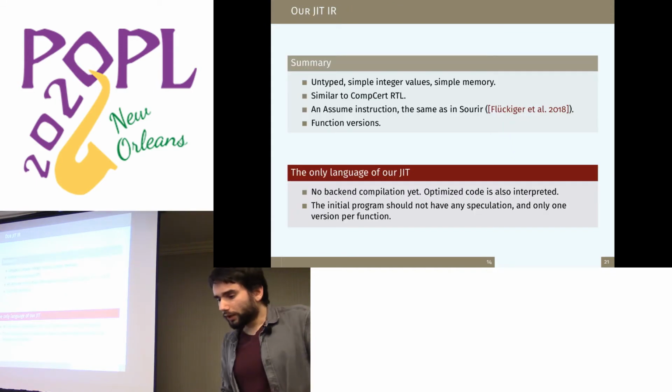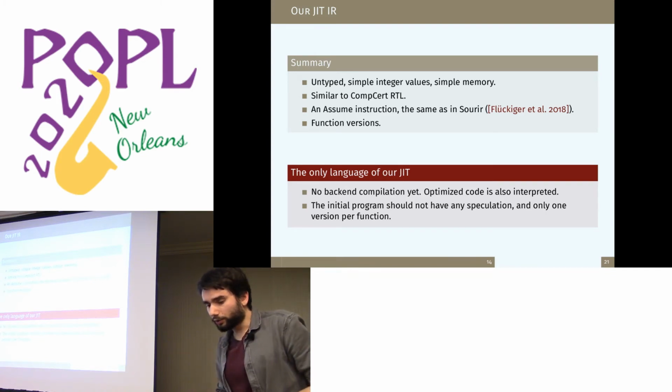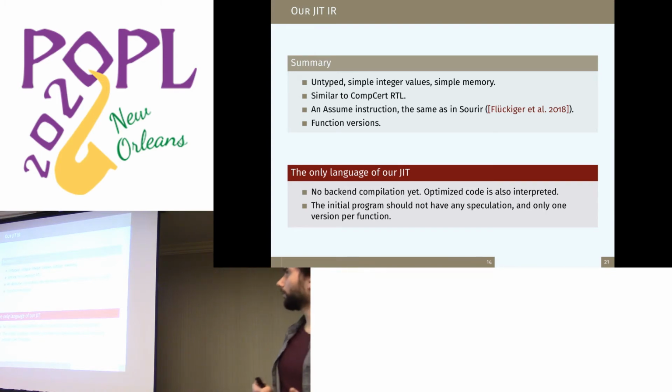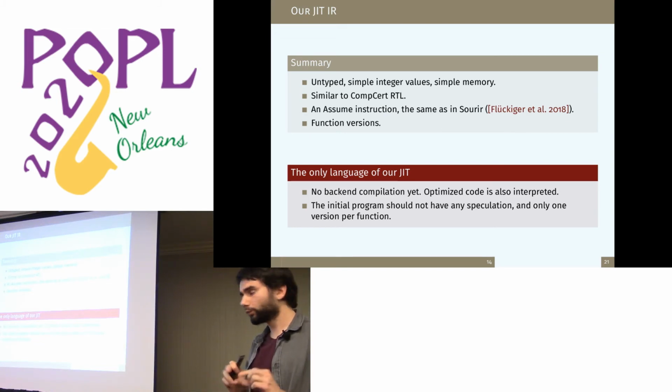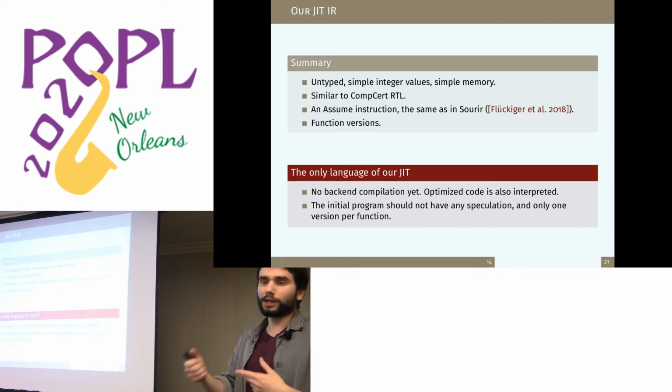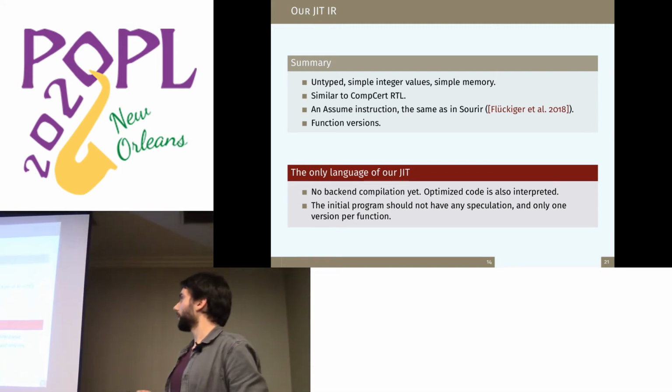And now that we know what we want to prove exactly, we can try to implement it and find an intermediate representation to handle speculation. Of course, we were inspired by the Sourire papers that I presented earlier, and also by Concert RTL, Register Transfer Language. So our language really is a lot like RTL, but with this new instruction assume from Sourire that I will explain a bit later on. We also have a mechanism to handle function versions, because when we de-optimize, we need to keep several versions of the same function.